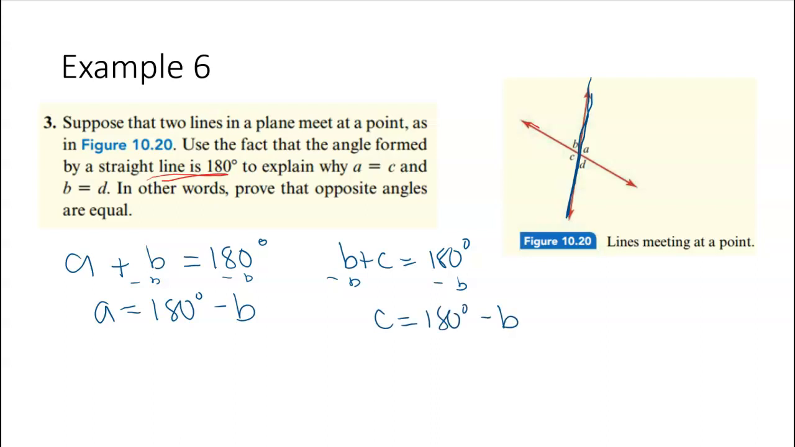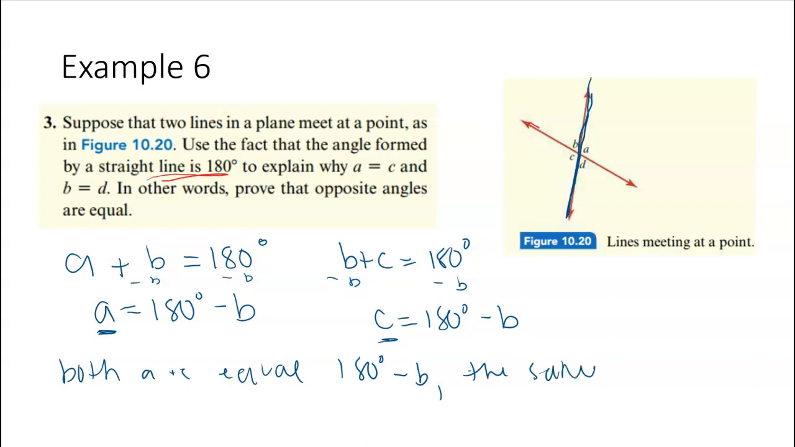So what I notice here is that both A and C equal 180 degrees minus B. So they equal the same thing. So A must equal C. And so I have proved why A equals C, and by the same thinking, we can prove that B equals D.